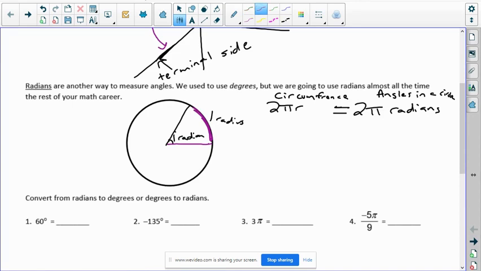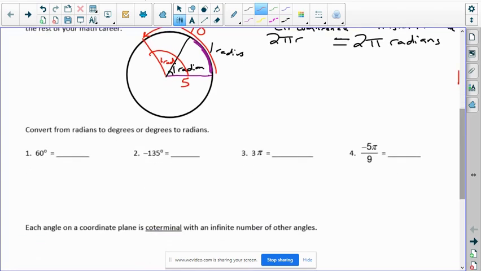So for example, if you wanted 2 radians and this was a radius of 5, and say you had here being another radian as well, that would mean from here to here is 10. And that measuring system refers to how many radians, as in how open this is. That's 2 radians open.